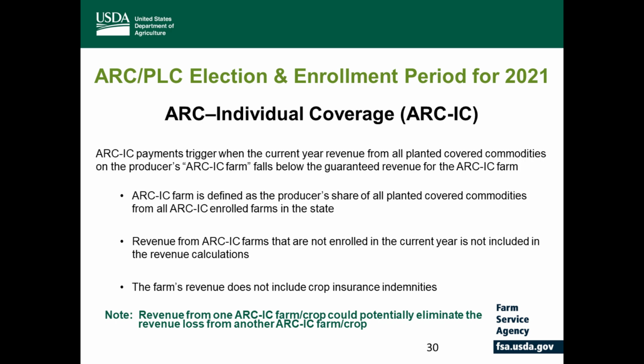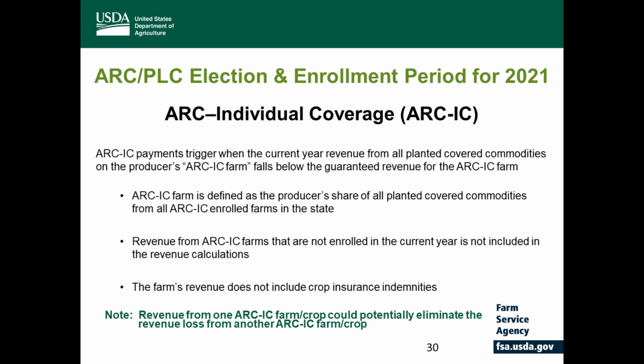Revenue from ARC-IC farms that are not enrolled in the current year is not included. So what that's saying is if you have 4 farms, 3 of them are in ARC-IC and 1 is in ARC County, only the 3 farms that are in ARC-IC will be put into your bucket for a revenue calculation. The farm that's enrolled and elected in ARC County will not be considered for the calculation. And then we don't include crop insurance indemnities in our ARC-IC calculations.